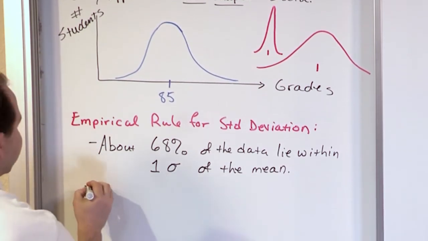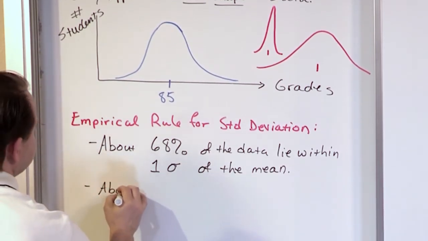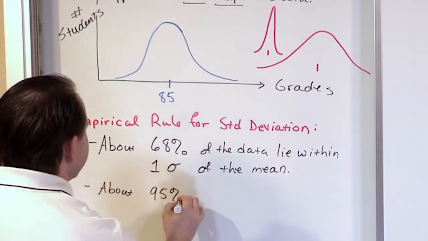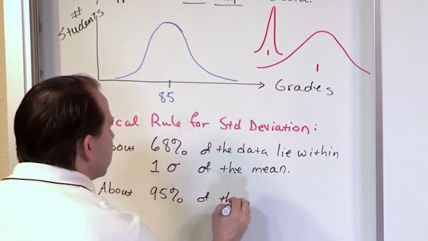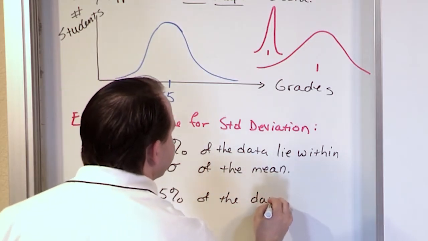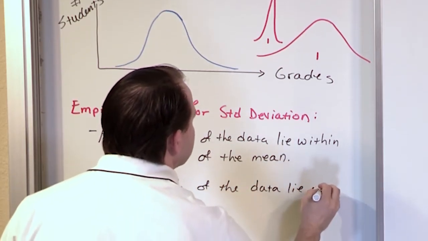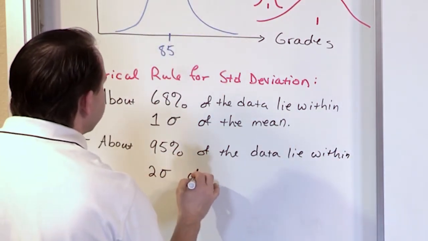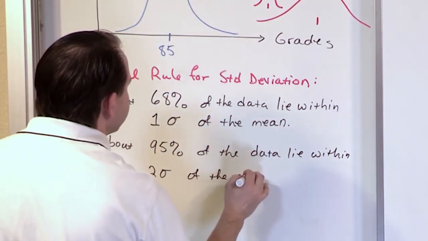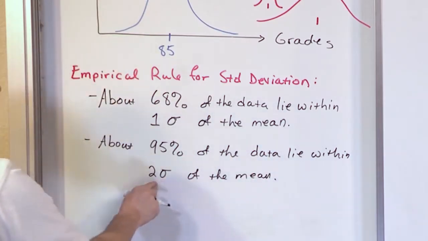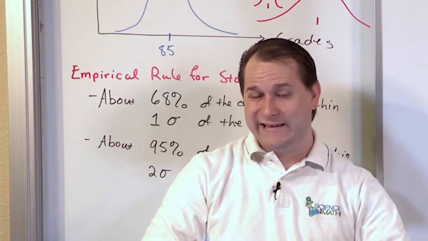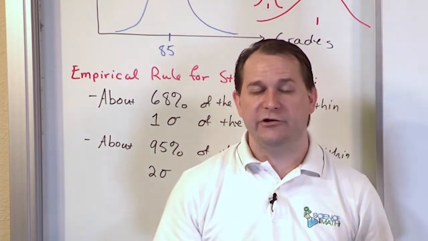Okay, so we can take this one step further. About 95% of the data lie within 2 sigma of the mean. 2 sigma. So standard deviation is called sigma. So when you talk about 1 sigma, you mean 1 standard deviation about the mean.